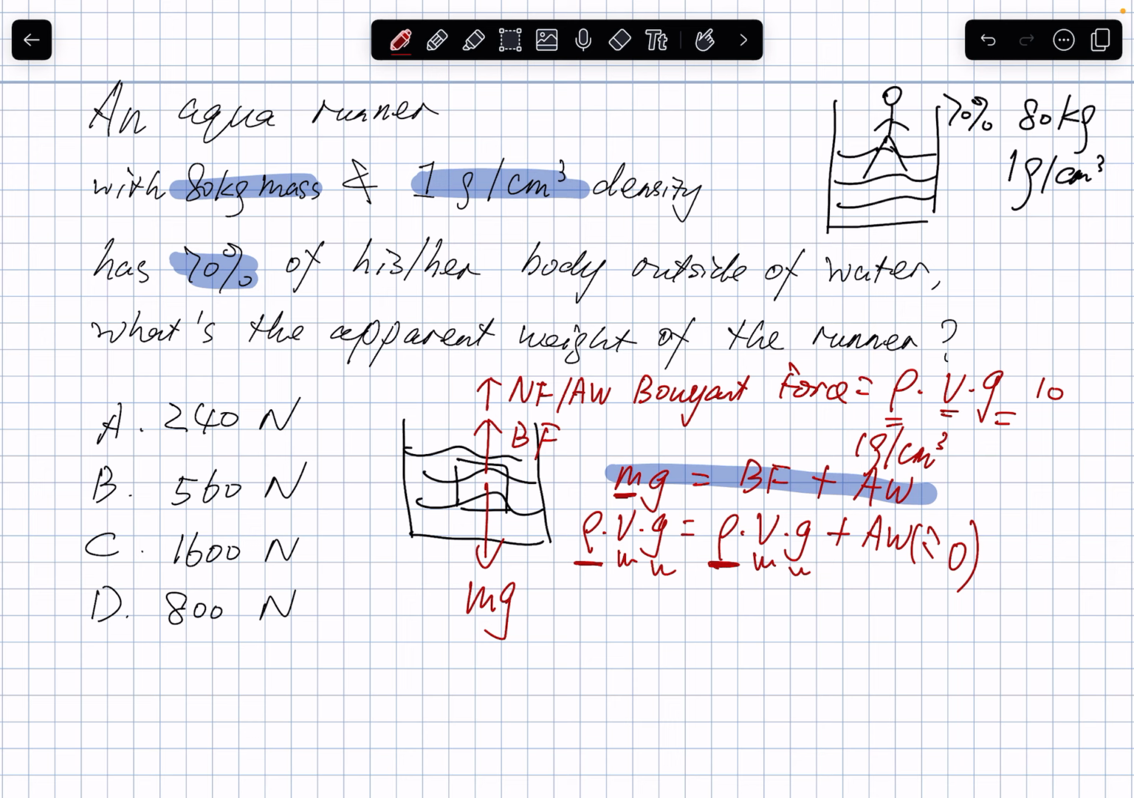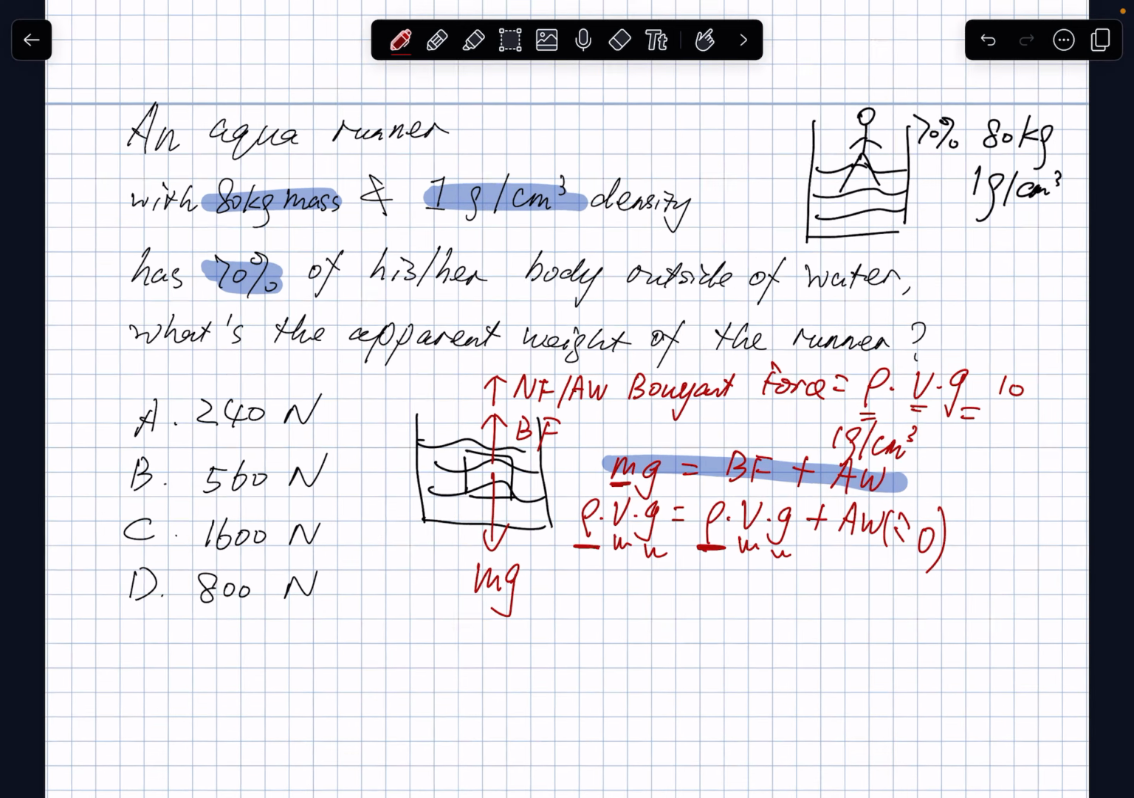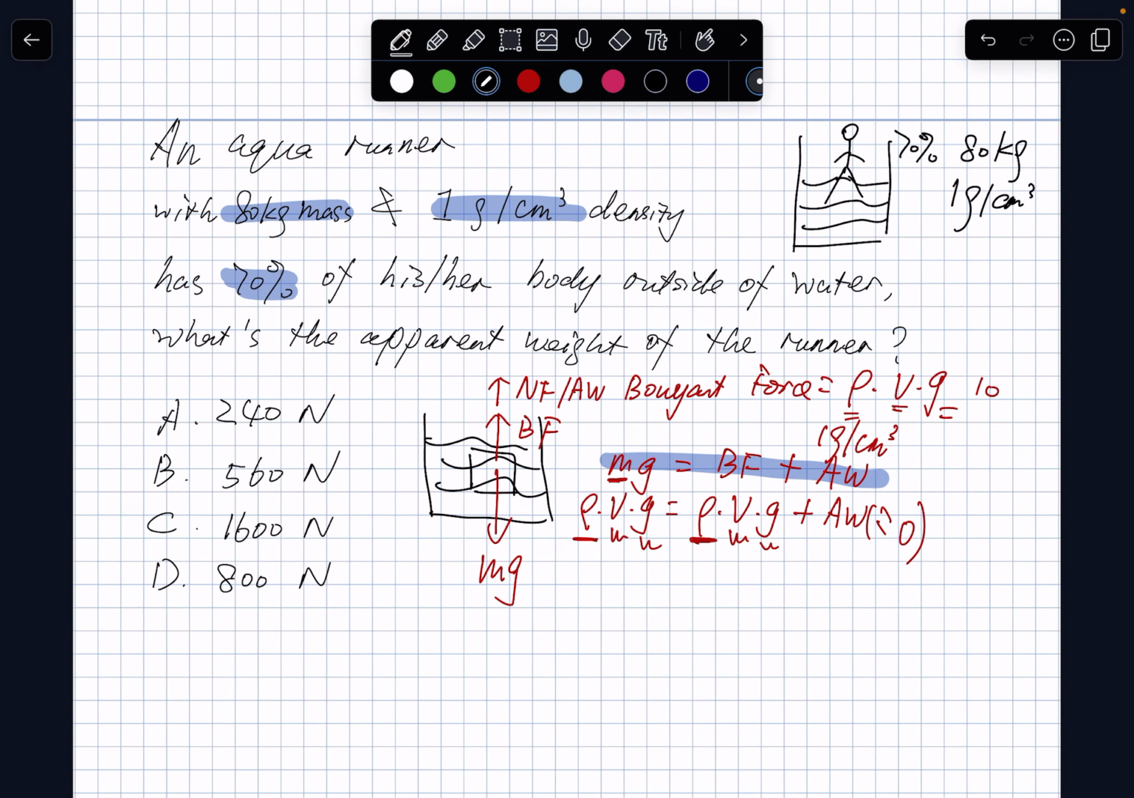So this tells us, if this thing has the same density as the fluid that it's submerged in, and it's 100% submerged, then the apparent weight will be 0, okay? But now let's look at a different scenario, the scenario of our question, where we have a person. 70% of the person's volume is outside of the water, and this part of the body is inside the water. So 30% of the person's volume is submerged in the water, okay?